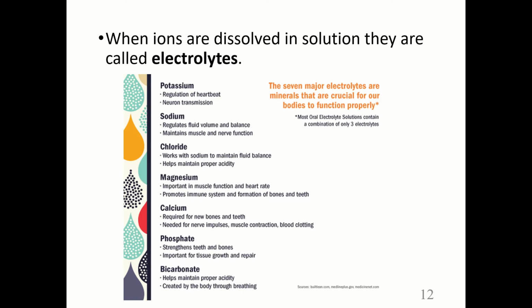When ions are dissolved in solution, they are called electrolytes. The 7 major electrolytes are minerals that are crucial for our bodies to function properly. These electrolytes include potassium, sodium, chloride, magnesium, calcium, phosphate, and bicarbonate, which is a polyatomic ion, meaning that it is a molecule that has an overall positive or negative charge. In this case, it has a negative charge.